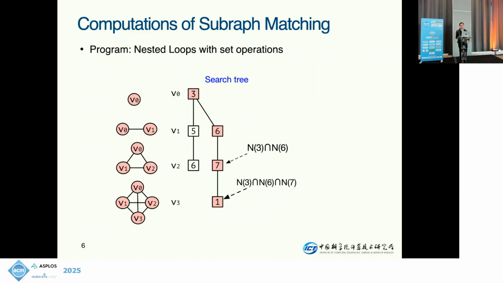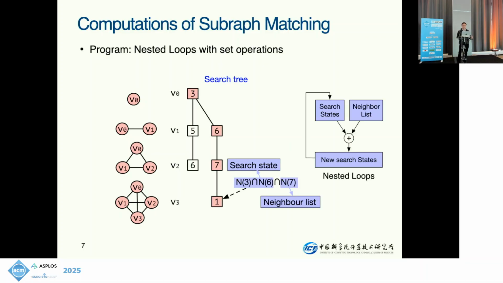To find all matched subgraphs, the system executes a nested loop with set operations. Initially, the program starts from each vertex, and in each iteration, we perform set operations on matched vertices to generate the next vertex results. So the search process is stateful, which maintains a search state and visits neighbor lists for the new search state. It continues to repeat this process until all matched subgraphs are found.